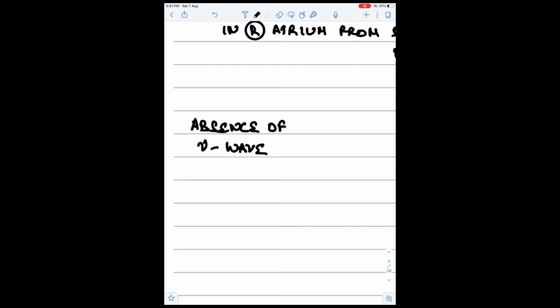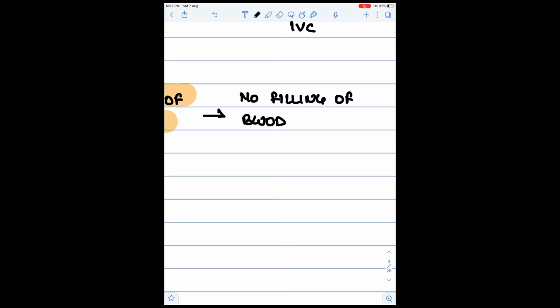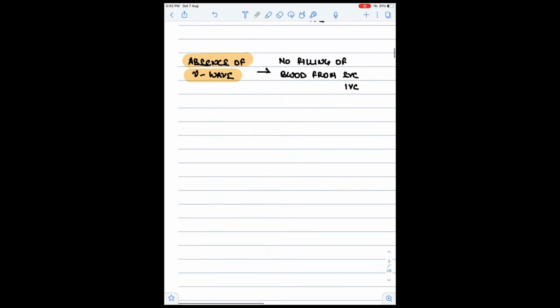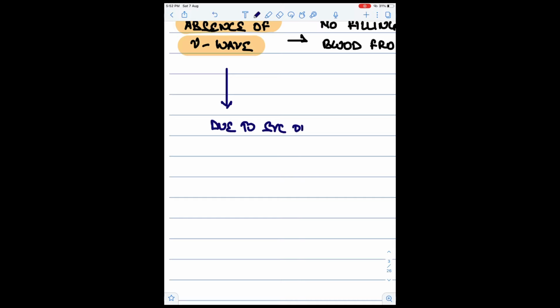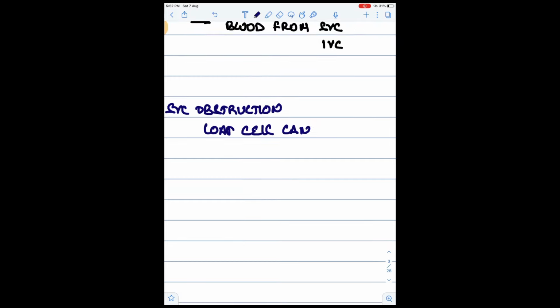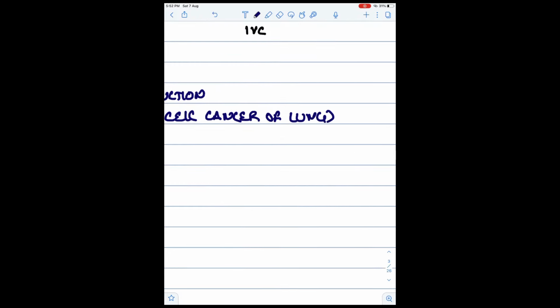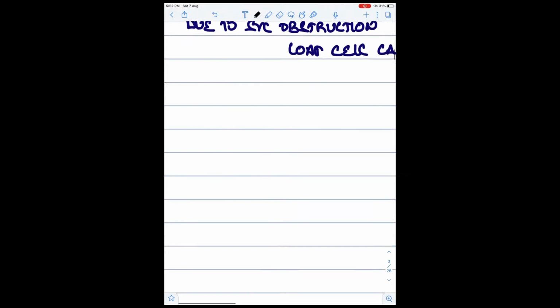Now, what are the peculiar abnormalities in the V waves? The V wave can be absent. Absent V waves are seen when there is no filling of the blood from SVC and IVC. It occurs in SVC obstruction, superior vena cava obstruction, which occurs in cases of malignancy such as oat cell carcinoma of the lung. So in cases of oat cell carcinoma of the lung, there is SVC obstruction, because of which there is no filling of the blood from SVC and IVC, hence the V waves are absent.